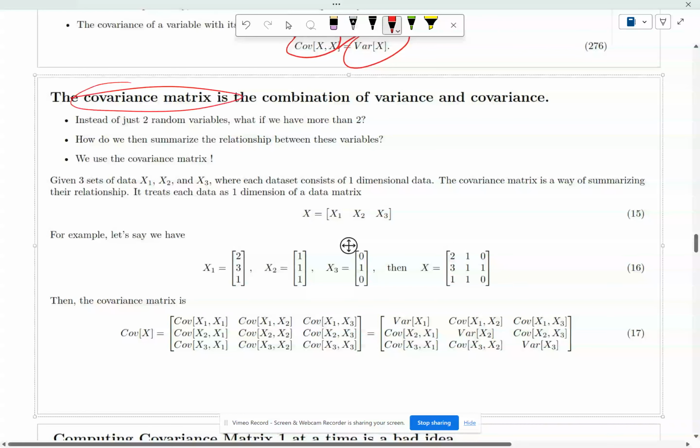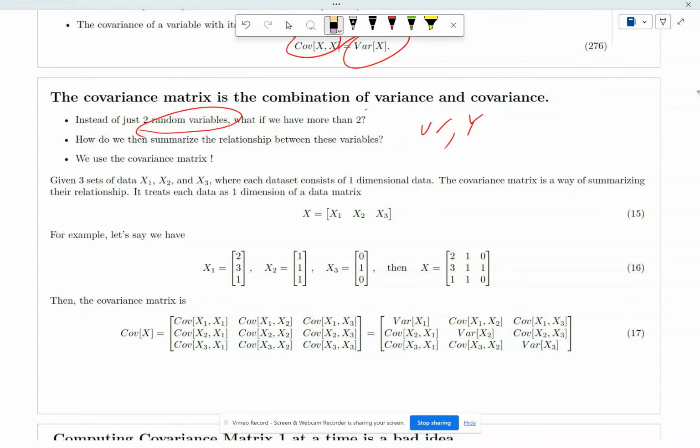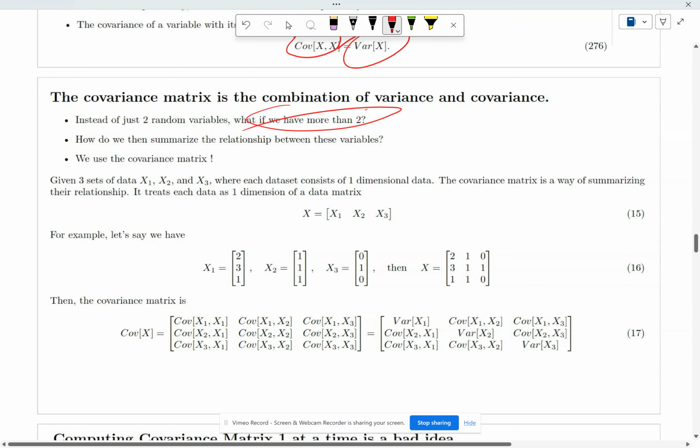now we're going to talk about this thing called the covariance matrix. This is something new. With covariance, we have two variables, x and y, and we're trying to find the covariance between them, which is essentially the dependency. But what if we have more than two? How do we summarize the relationship between multiple variables? That's where the covariance matrix comes in.